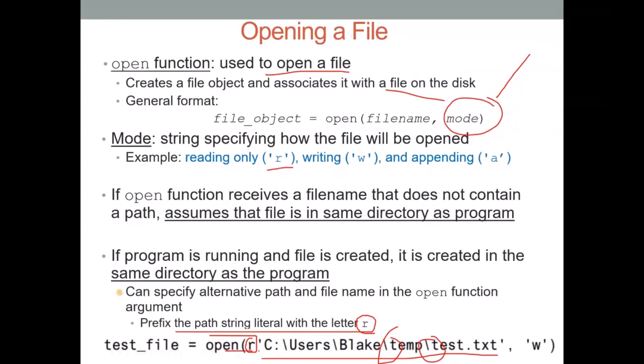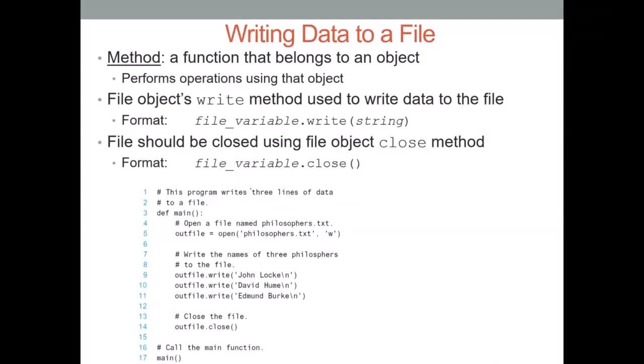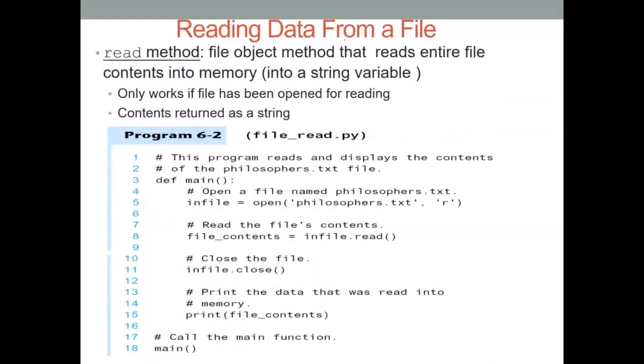Done here? Is it clear? Okay, writing data to a file. What's the function I showed you? Write. String. And once you finish, you need to do what? And do you think you're going to get a new line and all that, or you need to provide them? You need to provide. Does that make sense?